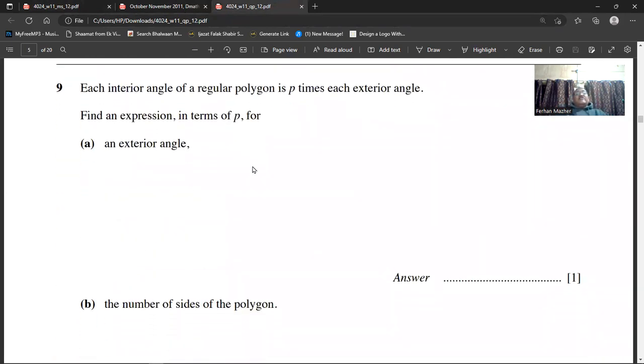Question number 9, part A. It says each interior angle of a regular polygon is P times each exterior angle. Find an expression in terms of P for an exterior angle. So suppose that the external angle is X and the internal angle is PX.